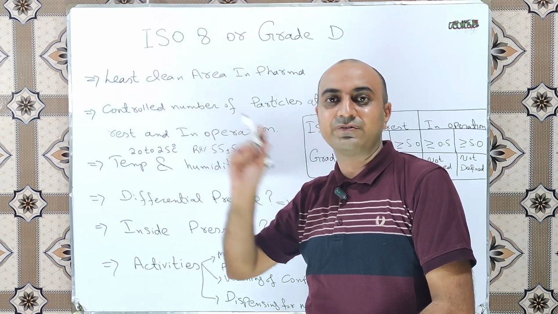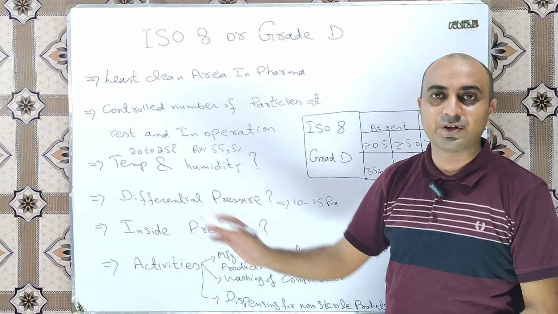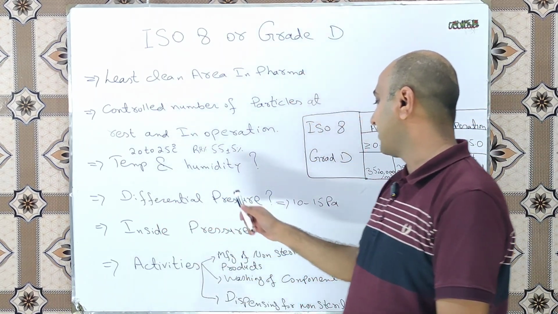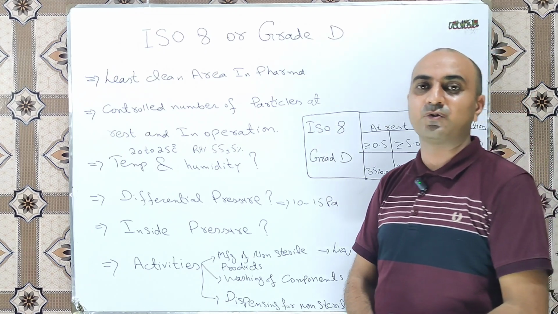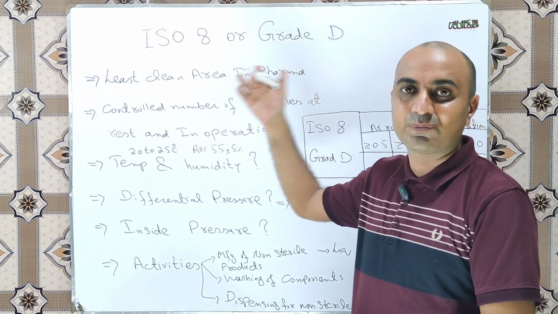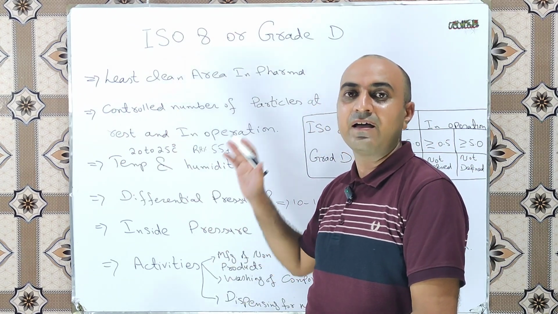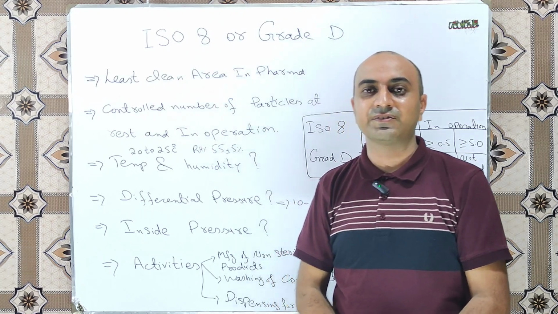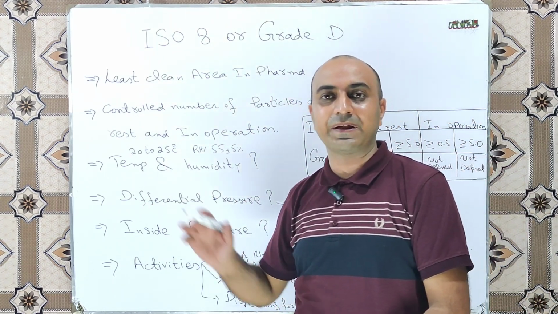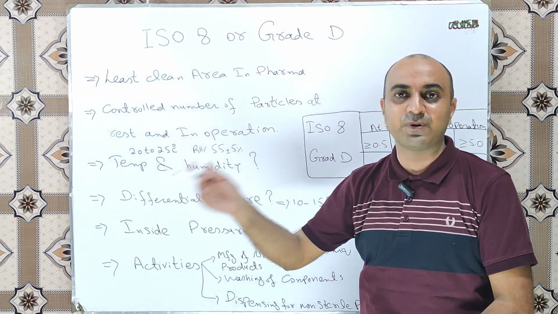So what is the differential pressure requirement for ISO class 8 or grade D? The differential pressure is created to prevent cross contamination. So the differential pressure must be 10 to 15 Pascal. Now the main question is which pressure is maintained inside the grade D or ISO 8 area, either positive or negative. The inside of grade D or ISO class 8 is kept at negative pressure. What is the reason why we keep it at negative pressure?